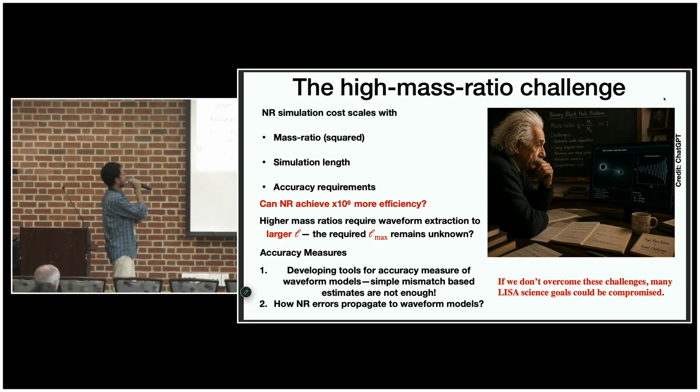Also for IMRIs, if you have a high mass ratio, more multipole moments will be excited, right? The current NR codes probably go up to 8 and 10, but we will have to go to many more multipole moments to extract. So we need to work on that as well. We also don't know how many multipole moments are needed, and that also needs to be understood. And then the accuracy measure: we don't understand how the mismatch, or if we have a waveform model, can tell us when in the parameter estimation process it will cause bias.